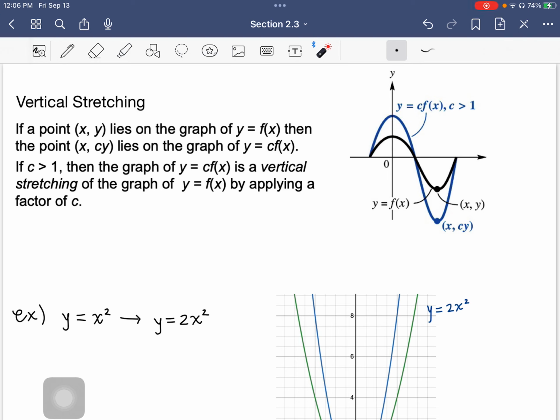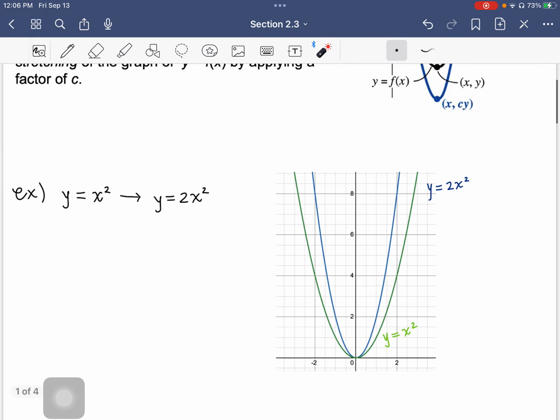So every single point here is being vertically stretched in this direction, and every single point on this curve is being vertically stretched in this direction. Okay, so we kind of think of it as being vertically stretched about our x-axis. Everything on this side of our x-axis is being vertically stretched upwards, and everything below it is being vertically stretched downwards.